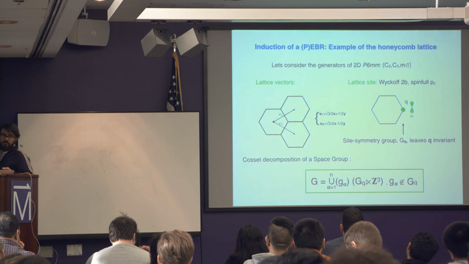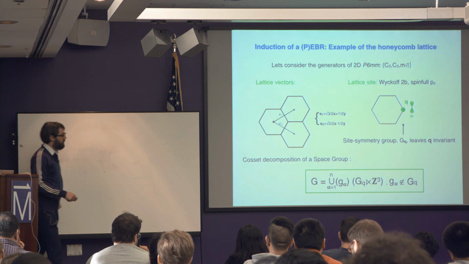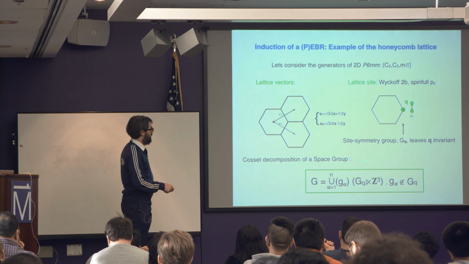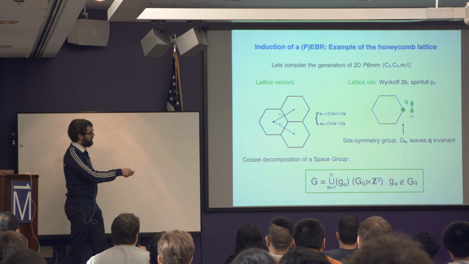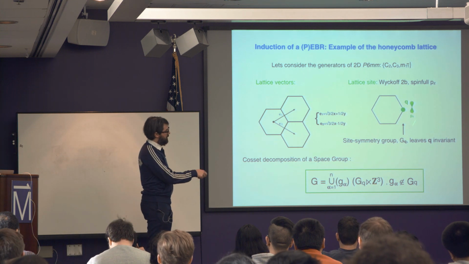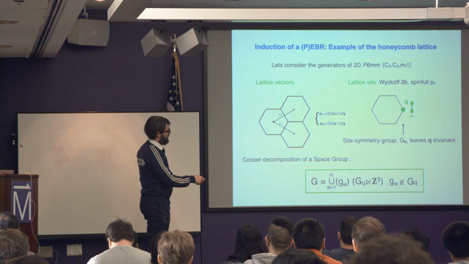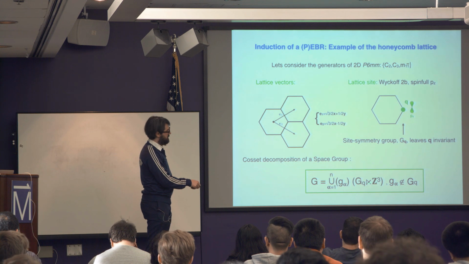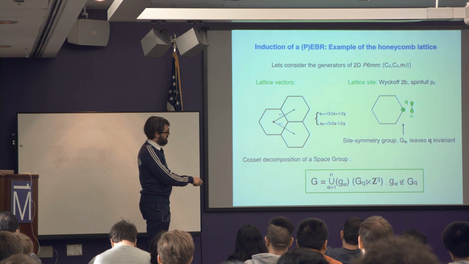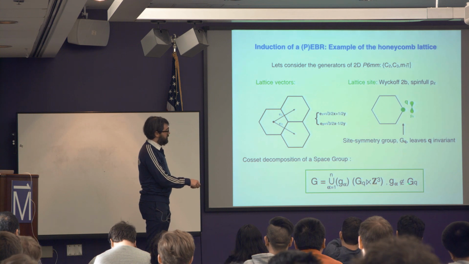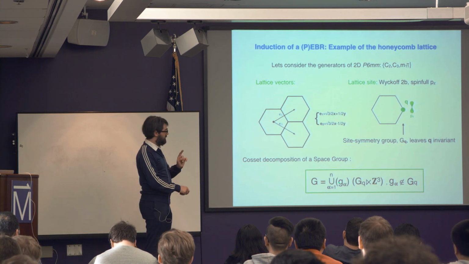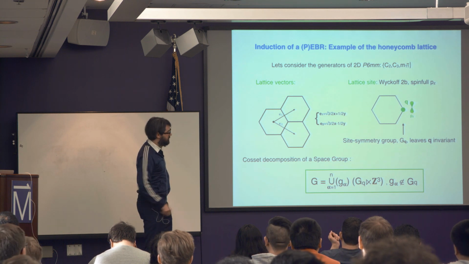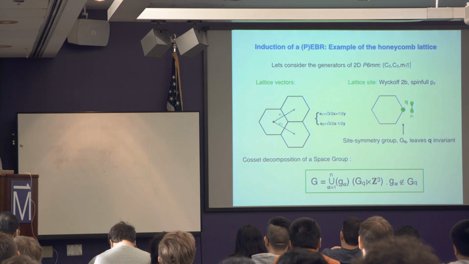And it turns out that there's a theorem that you can build the full space group as a coset decomposition, with the coset representatives not belonging to the site symmetry group, which is this guy here. So for example, I can build my full space group as the site symmetry group, which is C3V, times translations, semi-direct product, times the coset representatives G alpha, where G1 is the identity element, and all the other G alphas do not belong to this site symmetry group. So we're going to go through that, and then we're going to exemplify.